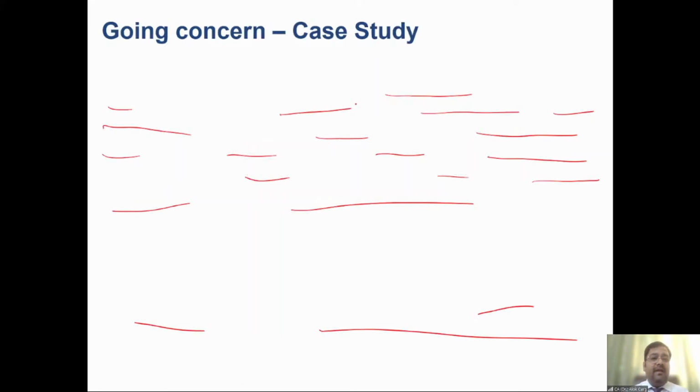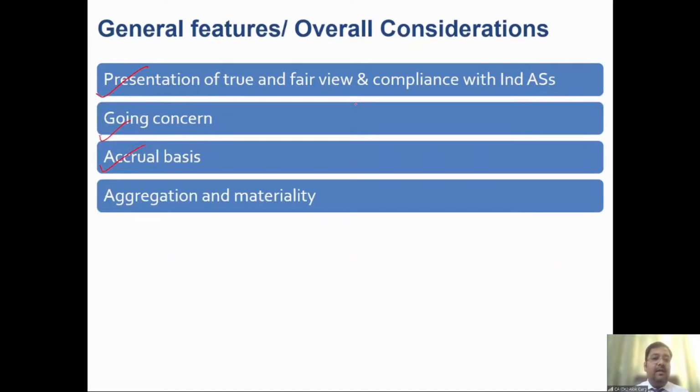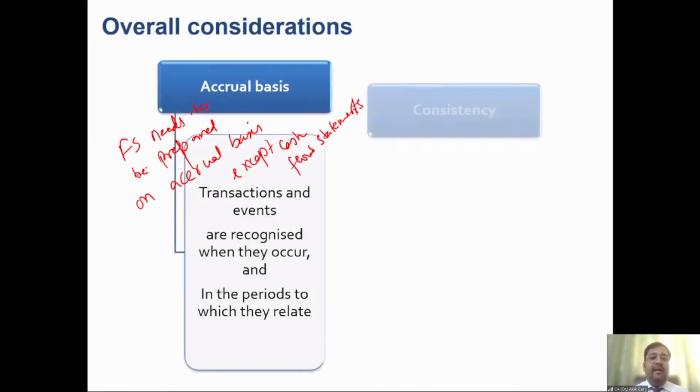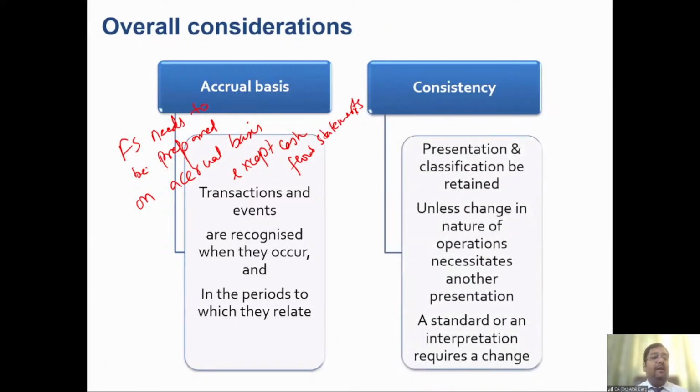So we understood the accrual basis. Now coming to aggregation and materiality. What is meant by aggregation and materiality? Before that, let us discuss consistency. What is meant by consistency? As far as accounting policy is concerned, an entity has to maintain consistent application of accounting policy and consistent presentation in the financial statements on a period to period basis.